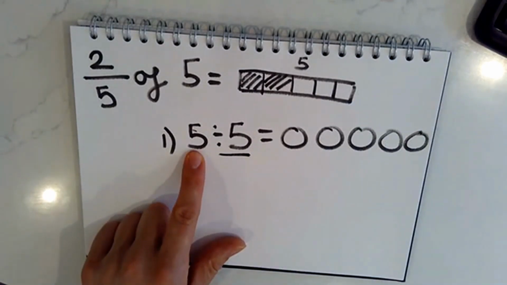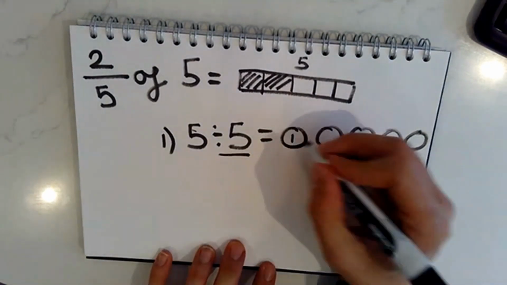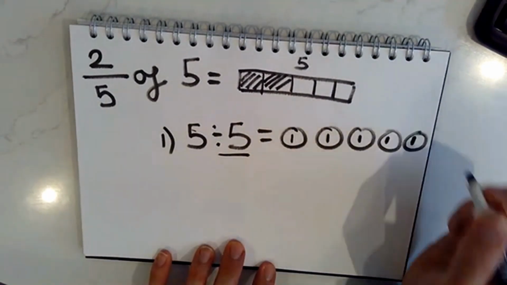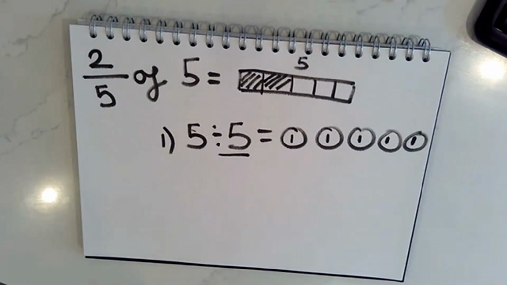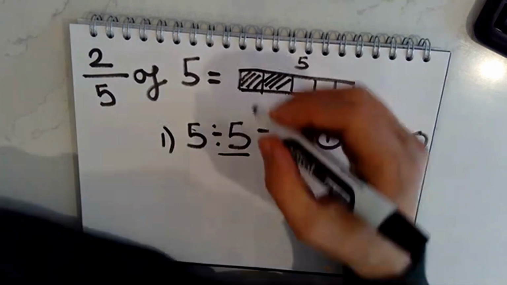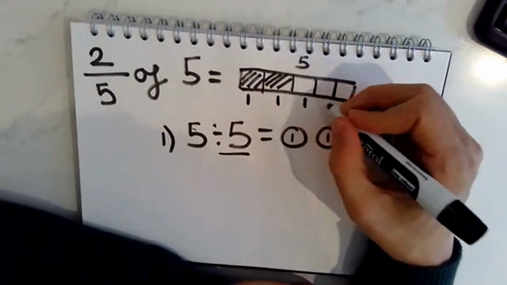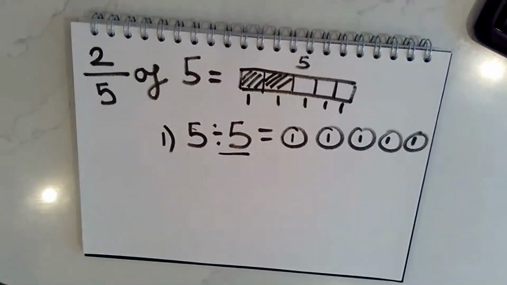Look, divided by 5, so I have 5 groups. I'm now going to share 5 equally into my 5 groups. 1, 2, 3, 4, 5. How many in each group? 1. Okay, so I know each fifth now is worth 1.